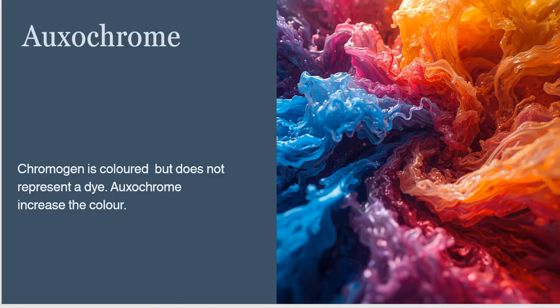And now let us see auxochromes. An auxochromogen may be colored, but it does not represent a dye. Witt pointed out that the presence of certain groups in a chromogen leads to a deepening of the color, although these groups are not chromophores themselves and do not impart color to the compound when present without the chromophore.